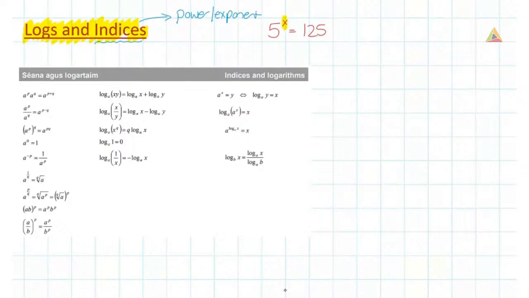So logs and indices are basically just operators, and they're exact opposite operators of each other. Just like addition and subtraction are exact opposite operators of each other, multiplication and division are exact opposite operators of each other. So where do we use them? I'm going to stick with that equation, 5 to the power of x equals 125.